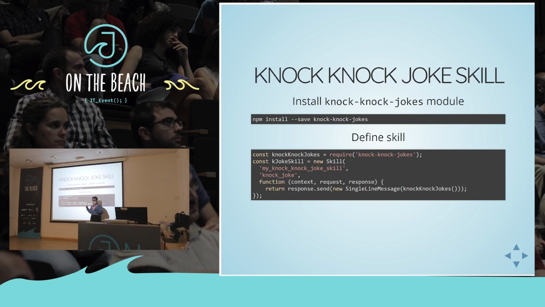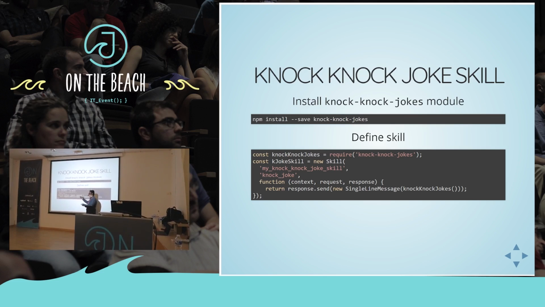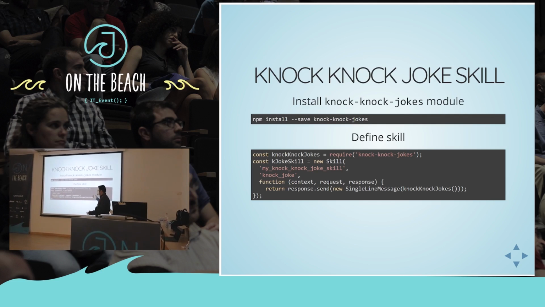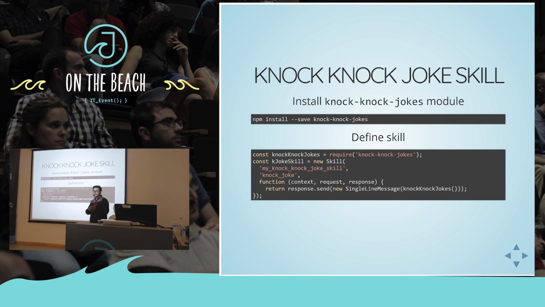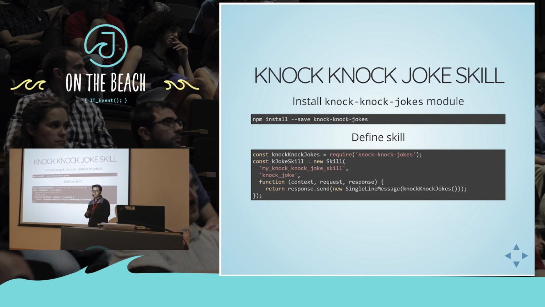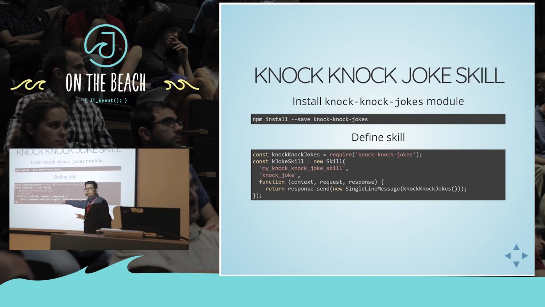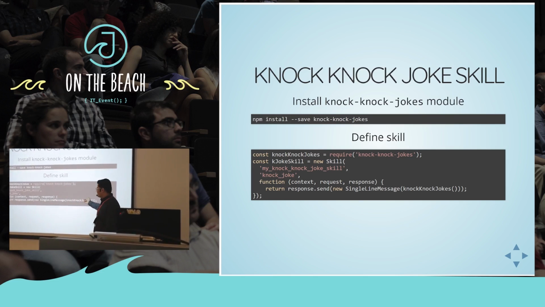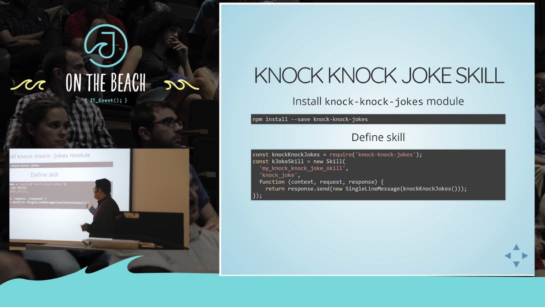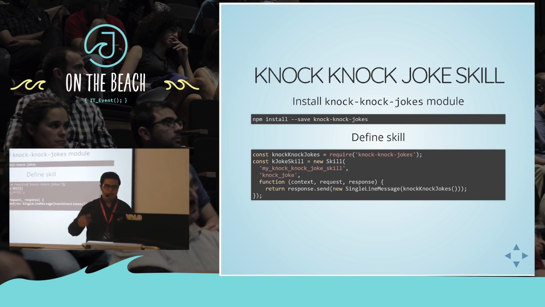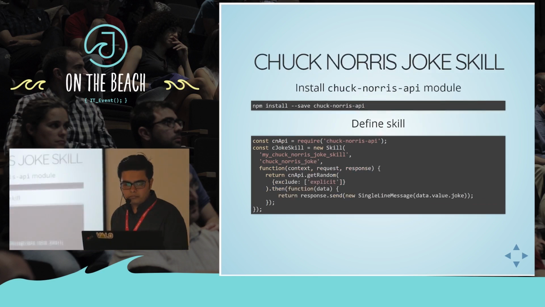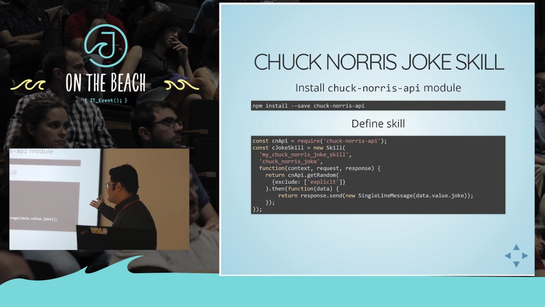And the response object basically allows the skill to respond. So it could do response.reject, or it could do response.send, or it could do response.lock. The difference is that if you do response.lock, that tells the framework that your skill needs more information from the user, so it locks that conversation so that next time there's input that comes into the skill, it gets executed. It matches this exact skill, and it knows what to do with it. In this case, we're just sending a normal single-line message with a knock-knock joke out to the user. We've got the same thing with the Chuck Norris API.